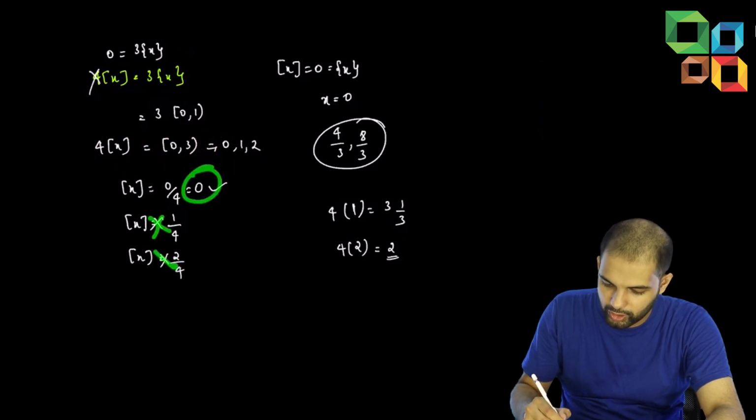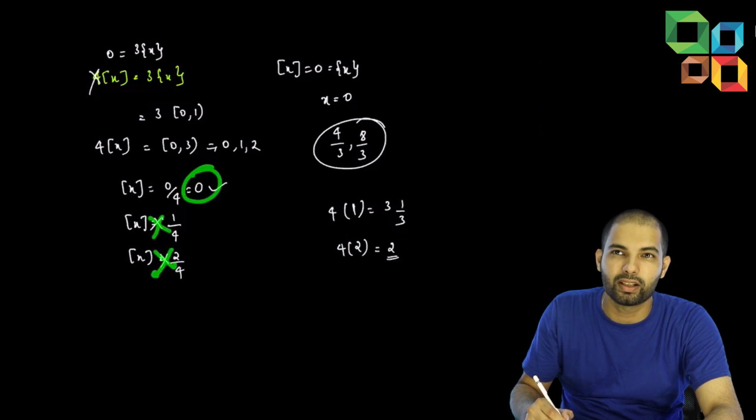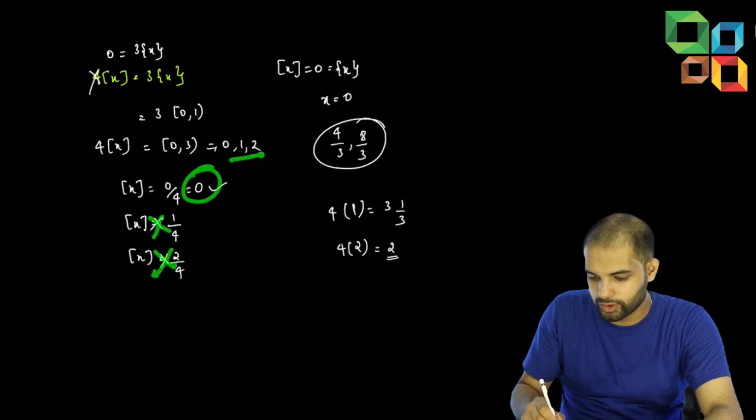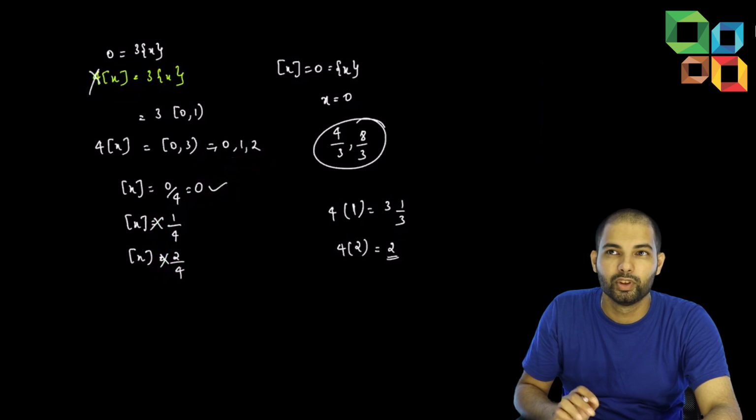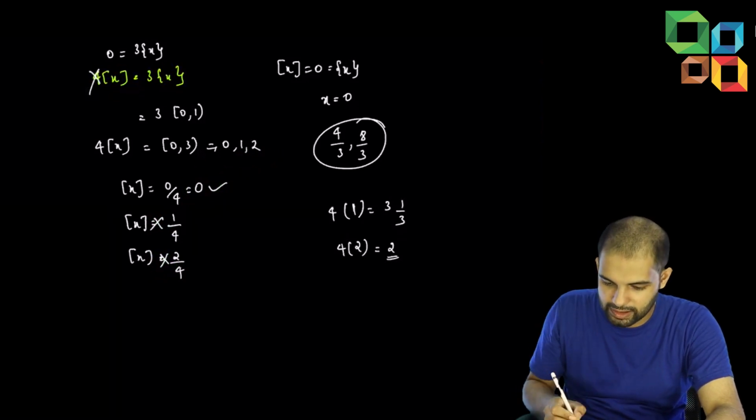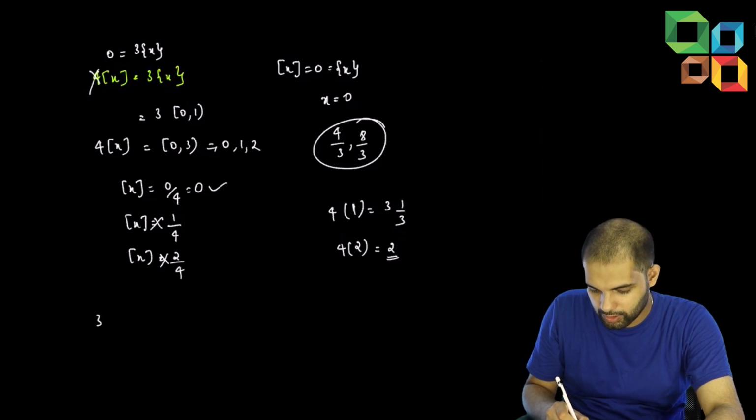Rest 2, because when I divide by 4 it is not an integer. So the only solution is this. So is it fine? Now you're able to follow. So I'll give you a last example. So you can try this.